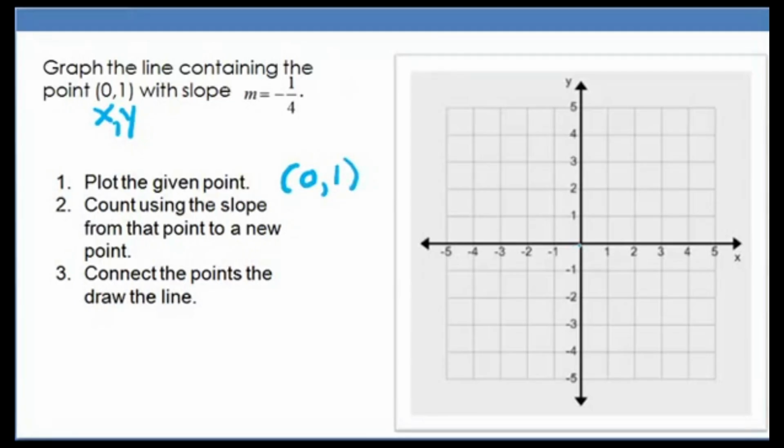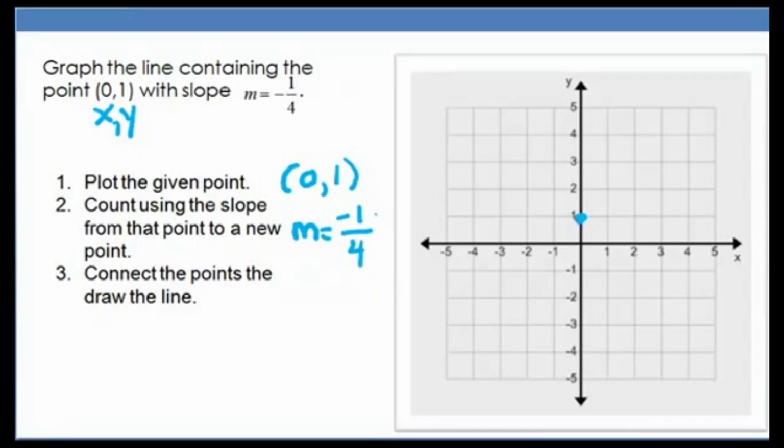So we'll start at 0, 0, and it says don't go over for the x, but go up 1 for the y. So that is step 1. From that point, step 2, we're going to count using the slope to find a new point. Our slope is -1/4. We need to either put that negative sign with the numerator or the denominator. It doesn't matter which one we do, but we need it with one or the other to count. So I'm just going to put it on the numerator.